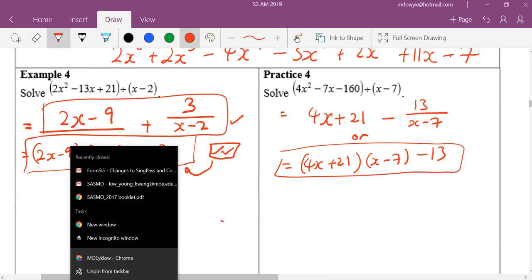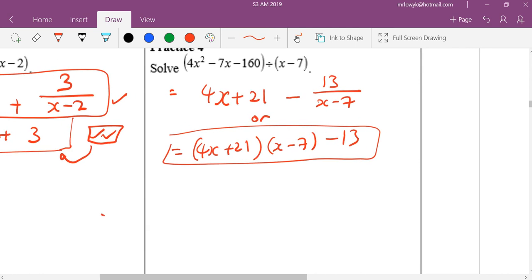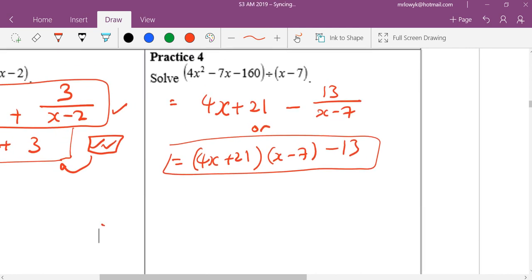Remainder, the remainder. Okay, so let me look at this again. Part 4, practice 4, which one is disputed? Which one is disputed? Help me here. Nobody disputes. Minus, because minus 13 is the remainder. Is the remainder minus 13?